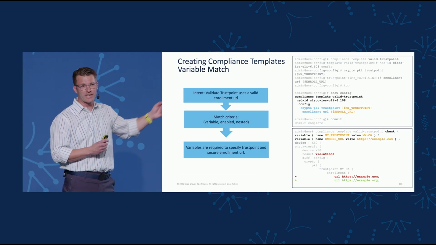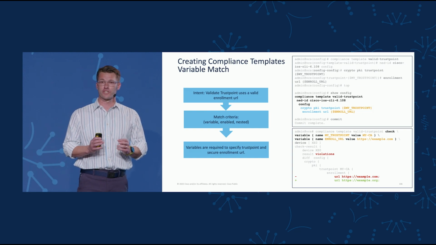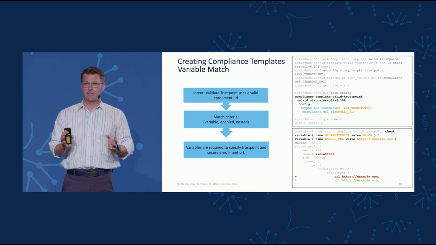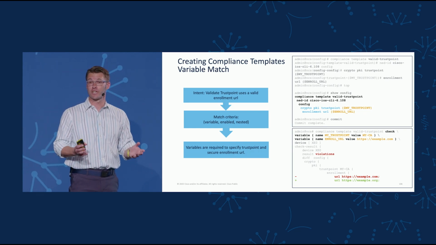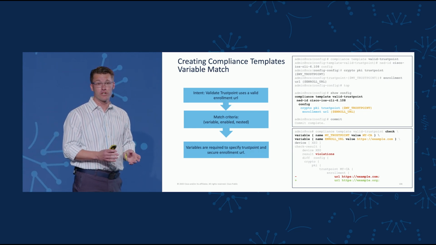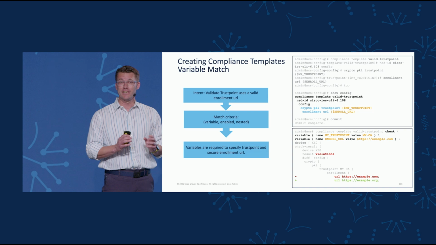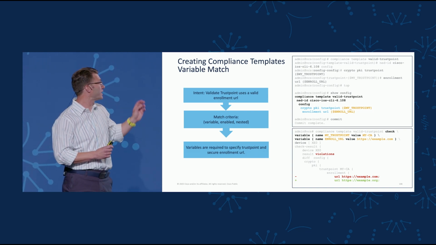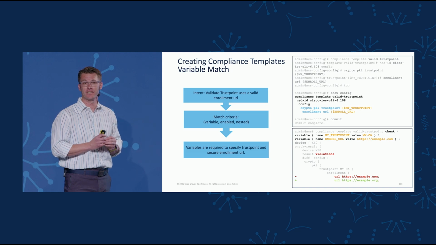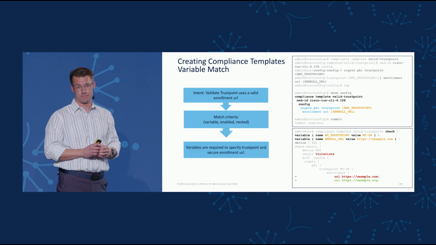This next example has to do with a configuration item called trust points. This may not be a common configuration for a lot of our customers, but when it comes to compliance, if something is common or uncommon, it can be important. So our intent here is to ensure that our trust points are using a valid enrollment URL.